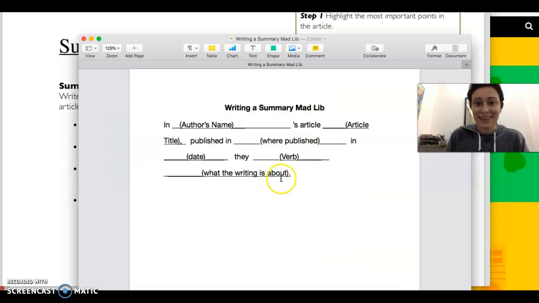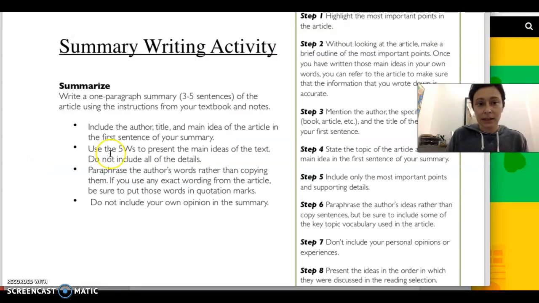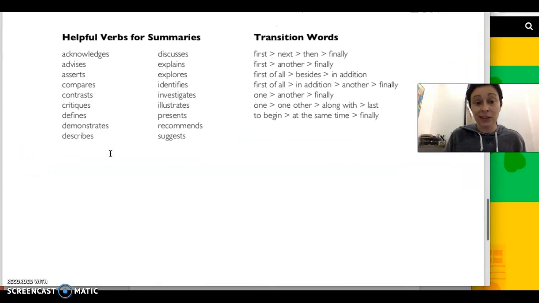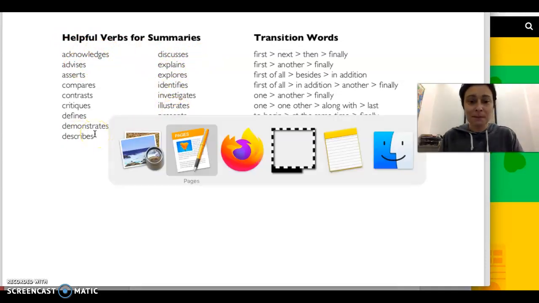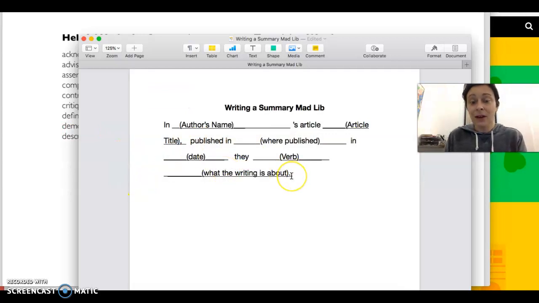So to do this, I've created a Mad Lib, right? And I'm going to attach this to the assignment so that you can use this as well. And basically you just fill in the blanks. So in author's name's article, and then you put in the article title, then where it's published and when. You don't always have to include that, but I'm going to ask you to do it for this assignment. Then verb, right? What is it that they're doing? And what's nice is that our annotation and summary lesson includes helpful verbs for summaries, right? So things like discusses, explains, explores, demonstrates, describes. And then finally, what the article is about.